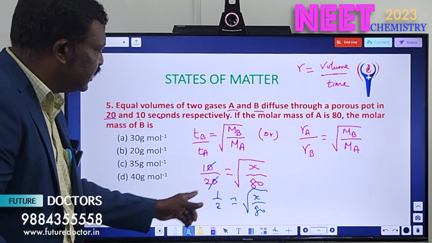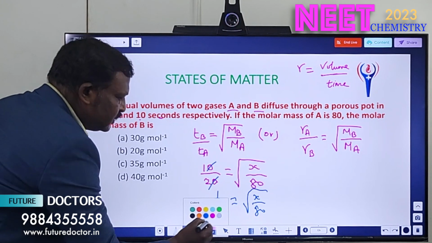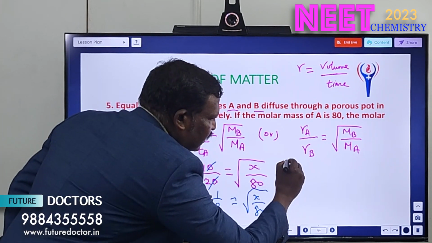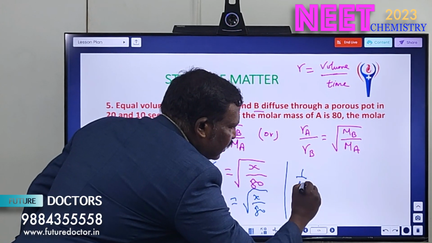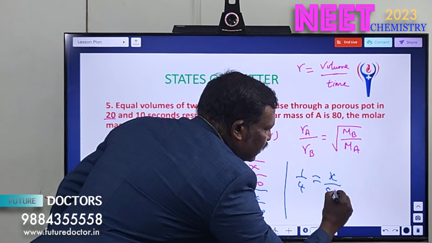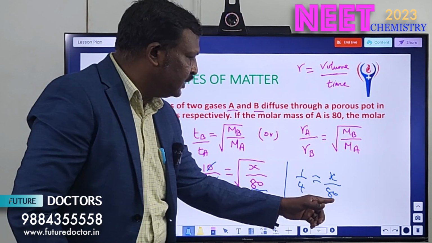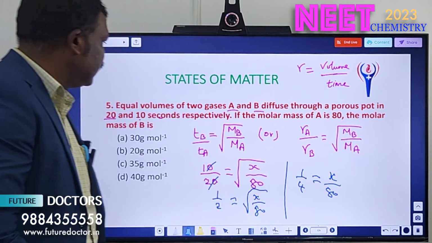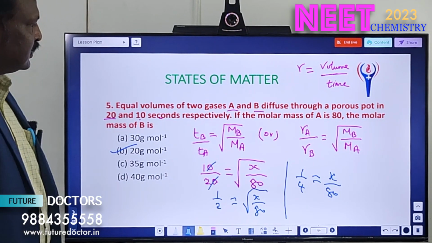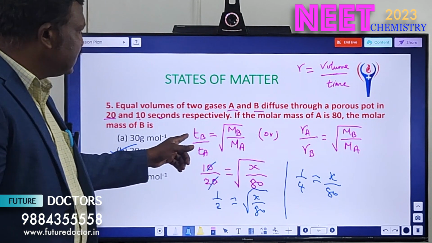Squaring on both sides, the square root will be removed. Here it will be 1 by 4, which is equal to X by 80. Then cross multiplication: 4x is equal to 80. Therefore x is equal to 80 by 4, which is 20. So 20 is the answer. Are you following? These are the two formulas. Just keep them in mind. Sometimes the rate of diffusion is given, no problem, but when time is given, use the other one.